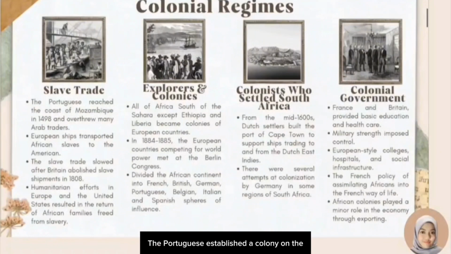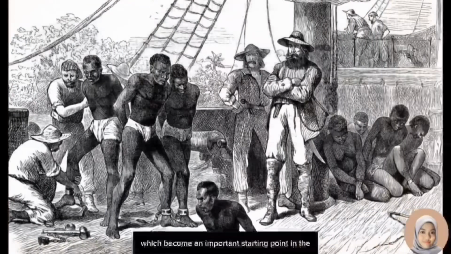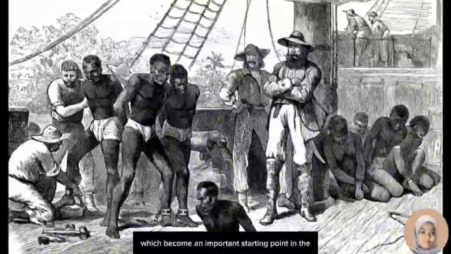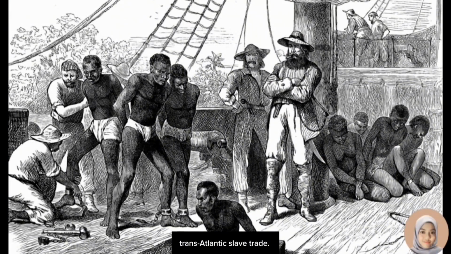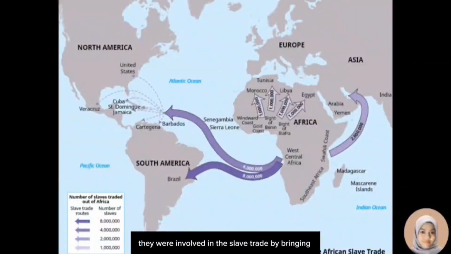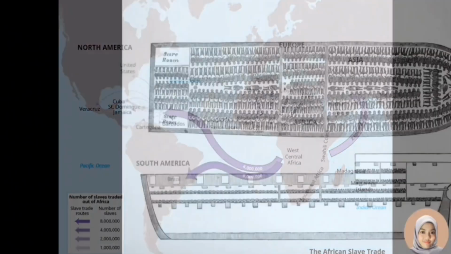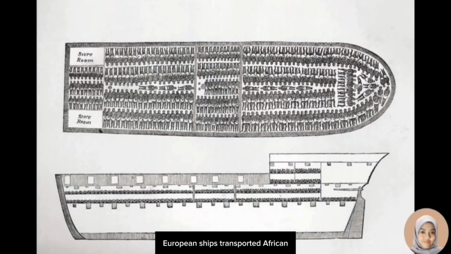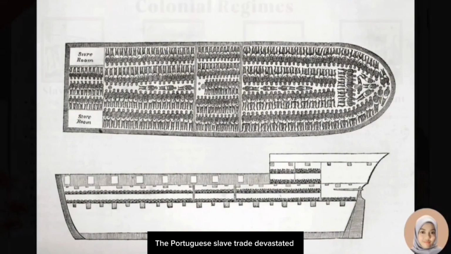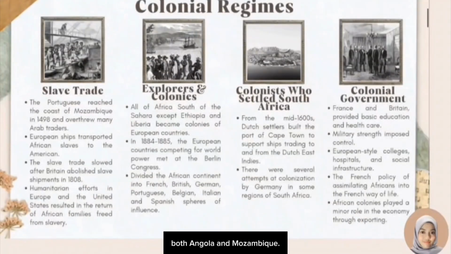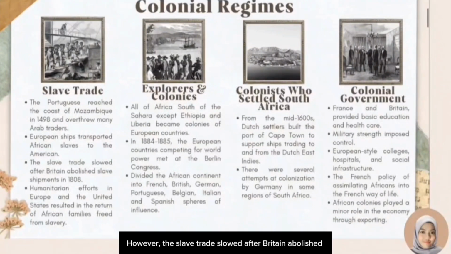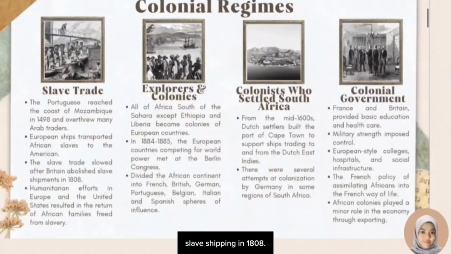The Portuguese established a colony on the Cape Verde Islands in the Atlantic, which became an important starting point in the transatlantic slave trade. From these islands, they were involved in the slave trade by bringing slaves from the area around the Sahara to America. European ships transported African slaves to the Americas. The Portuguese slave trade devastated both Angola and Mozambique. However, the slave trade slowed after Britain abolished slave shipping in 1808.